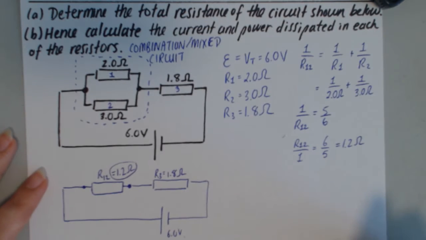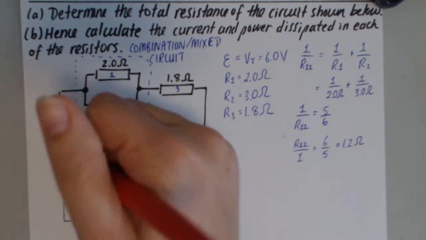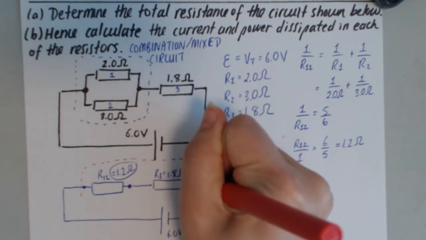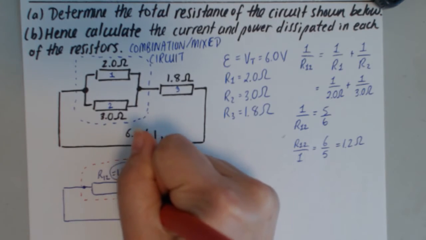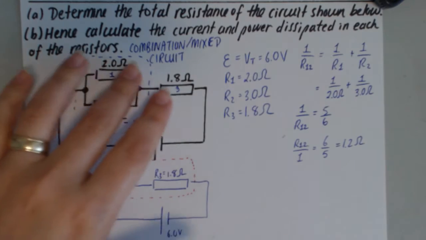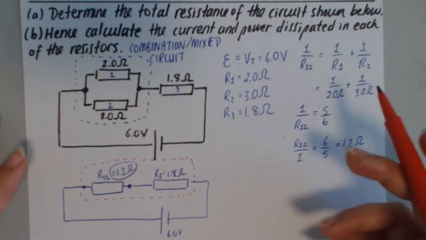Okay. Now, what we're going to do is merge these two resistors into a single resistor. What we're trying to do right now, by the way, is find the total resistance of the whole circuit. So that means if we were to replace all three of these resistors in this configuration with a single resistor, what would it look like and what would the resistance be?